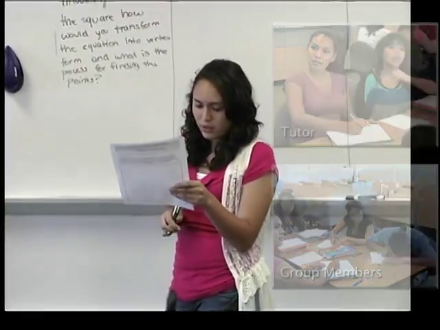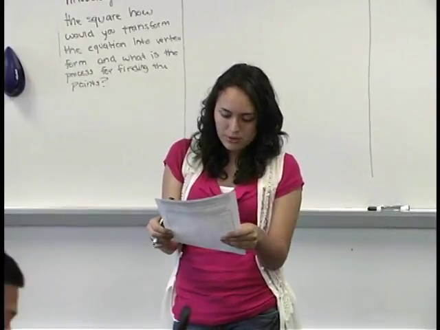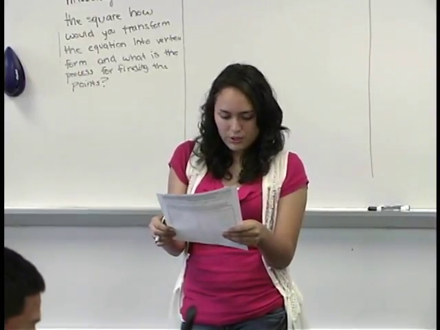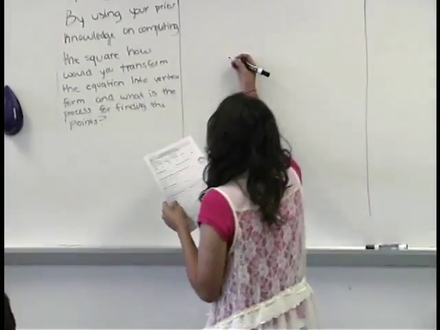Okay, well, my question is, by using your prior knowledge on completing the square, how would you transform the equation into vertex form, and what is the process for finding the points? I'm going to work out what I know.